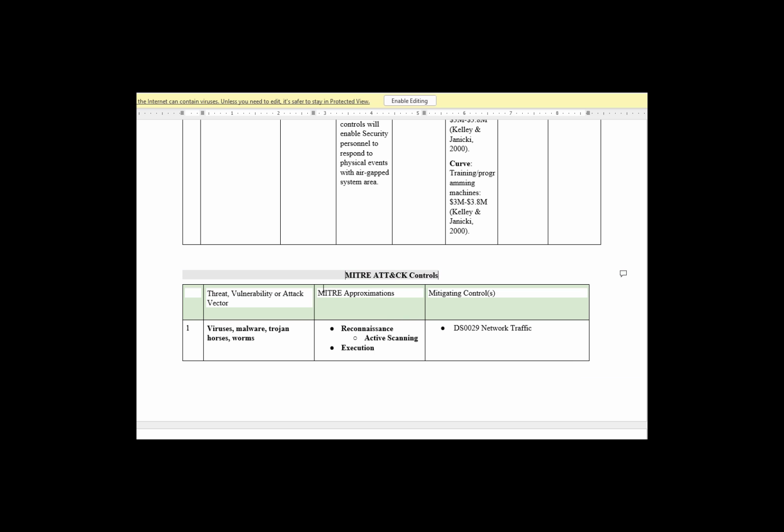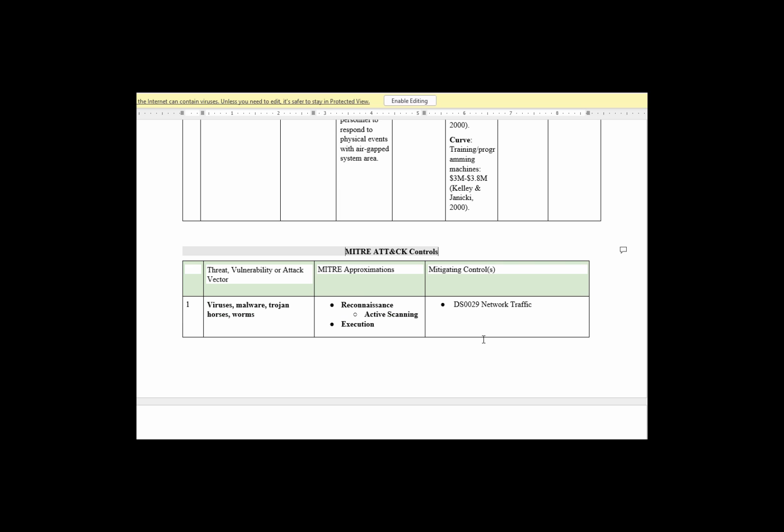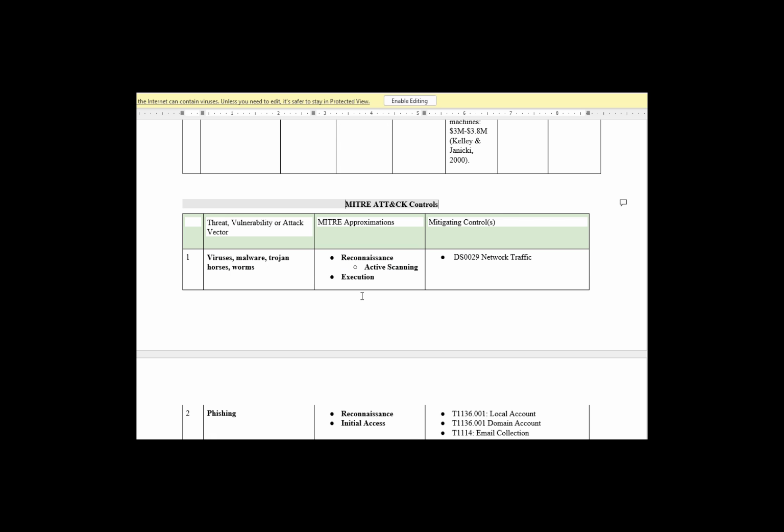Okay, so I just want to finish up with the MITRE ATT&CK controls. And here's the threat, vulnerability or attack vector, the MITRE approximation, and then the mitigating controls under the MITRE ATT&CK. So viruses, malware, Trojan horses, worms, obviously this will be conducted in the reconnaissance and execution phase of our attack. And as we mentioned, malware implementation either at the voting booth or among the personal computers of the voter or the election representatives would be a part of our attack.